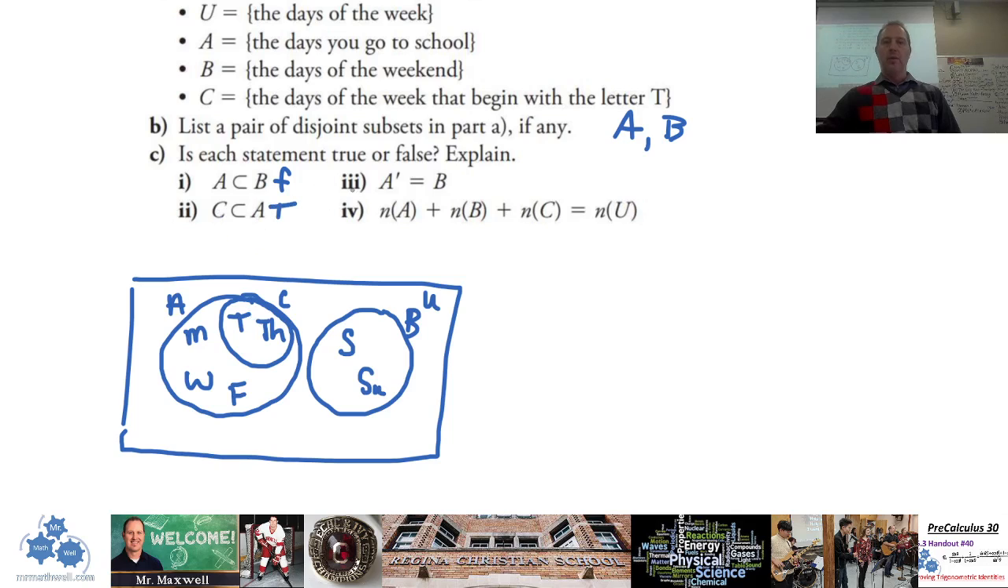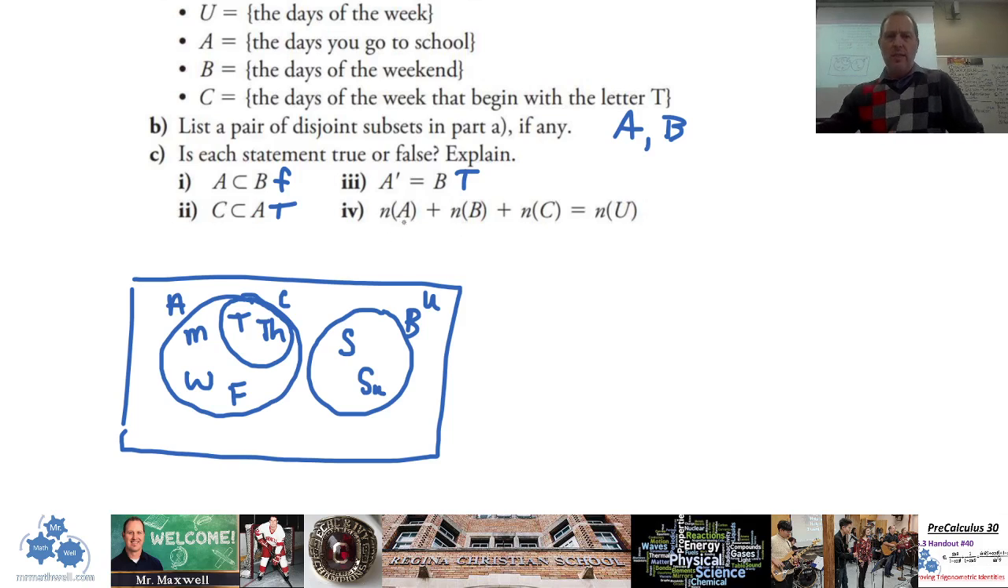What about this? A prime is equal to B. So anything that's not in A is equal to the set of B. That looks pretty good, doesn't it? There's no other values out here at all. So anything that's not A has to be in B. So that looks true. You agree with that? All right, so that's true.